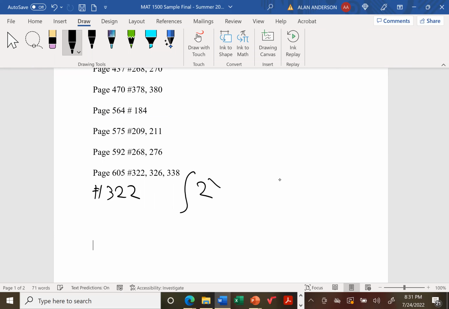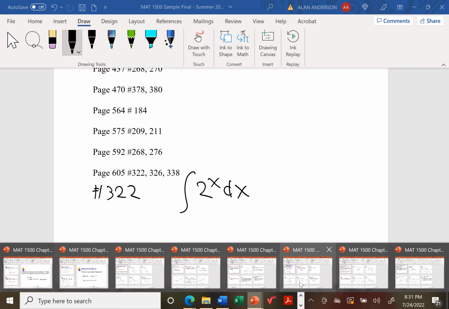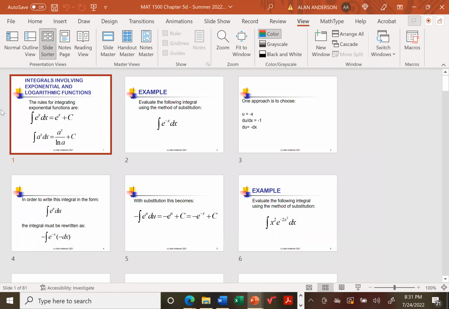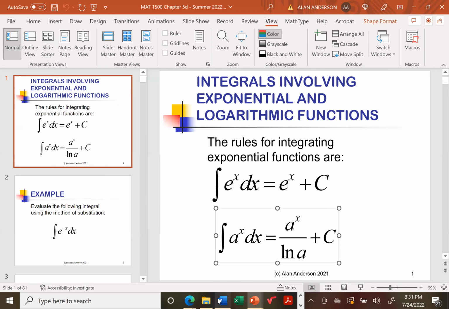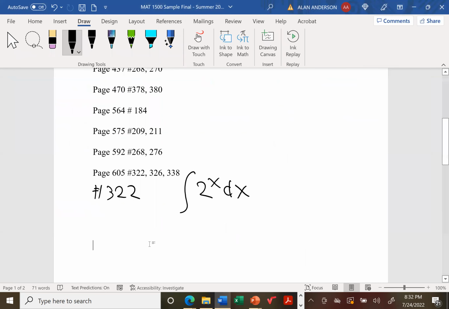Now, this involves a special set of rules. Here we're dealing with the end of chapter 5. So let me just remind you, if you look in 5, specifically 5D, this is the last part of 5. This is where we started talking about integration for functions of this form, either e to the x or a to the x. So the one we need is this one. I'll just copy this. You can see it's the same thing.